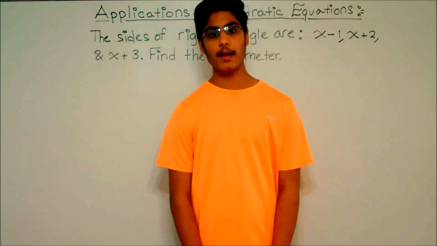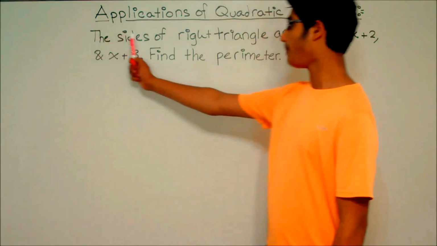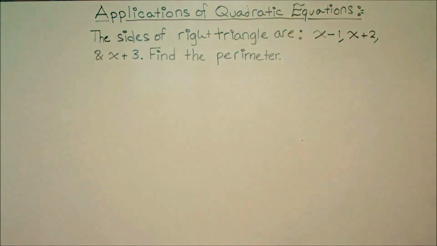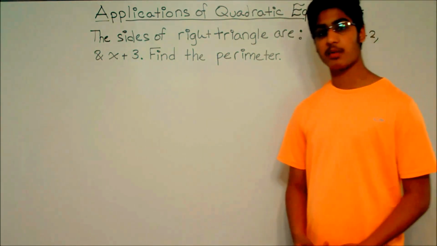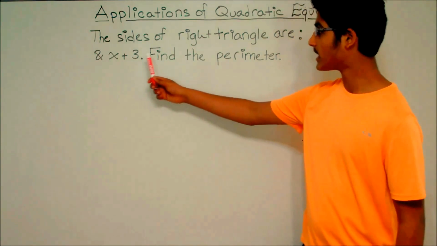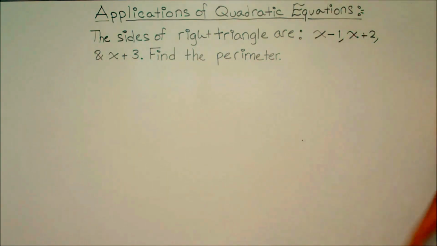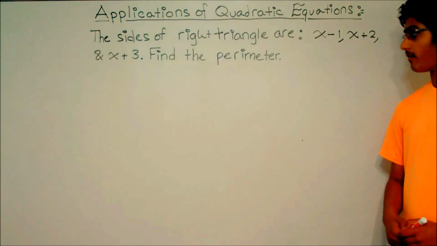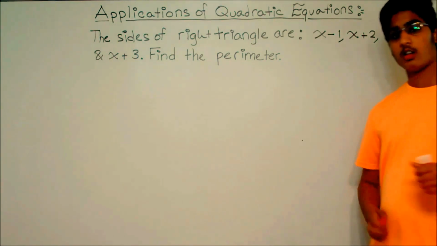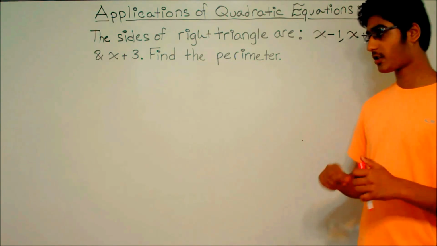Hi! Today we're going to learn about applications of quadratic equations. Let's say we have a problem like this. The sides of a right triangle are x minus 1, x plus 2, and x plus 3. Find the perimeter. So before we get started, let's first draw this out.